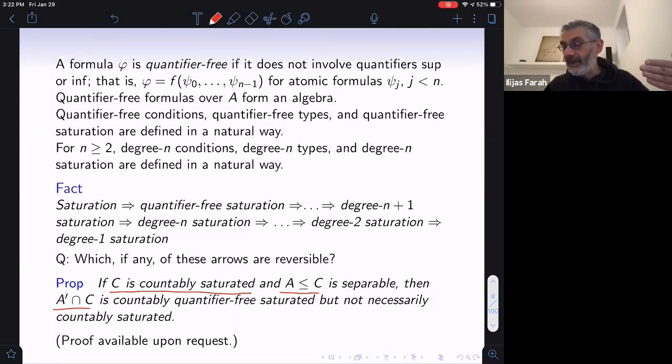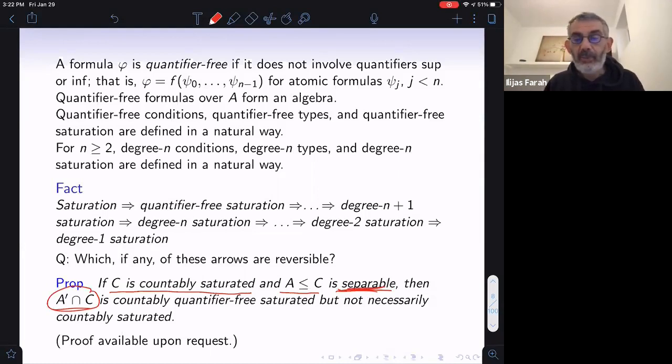So any quantifier-free type over this algebra can be turned into a quantifier-free type over C, and therefore realized by countable saturation of C. And this is very important, that A is separable, right? You just need to add countably many conditions. If A is non-separable, this is not true.